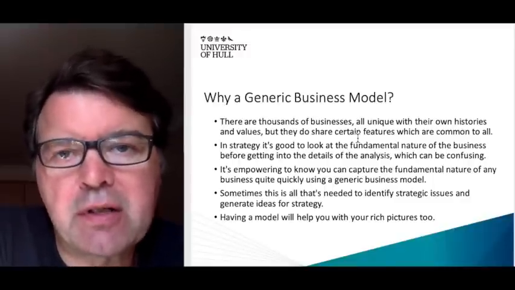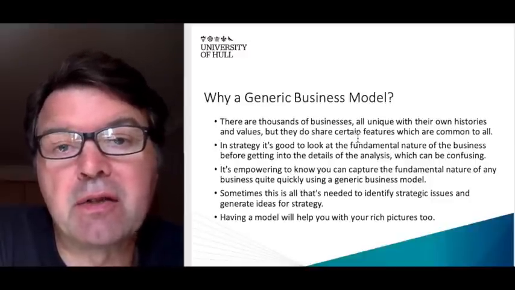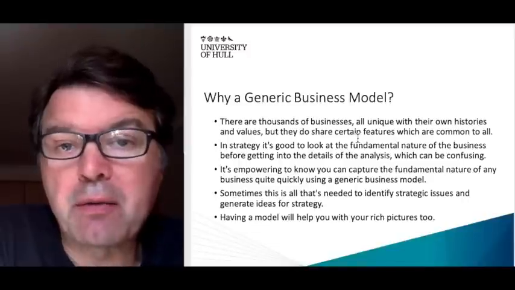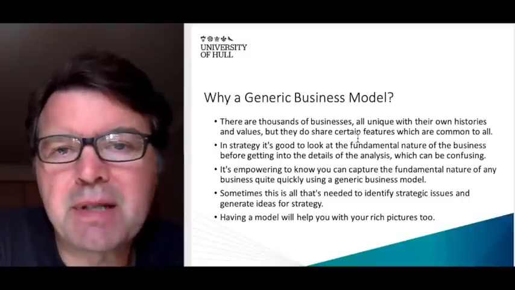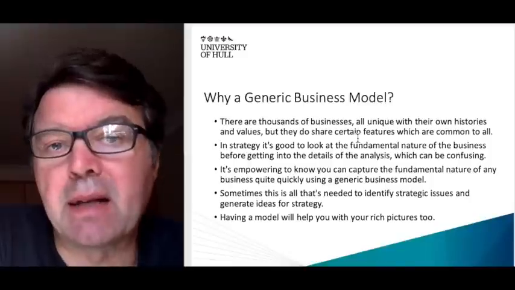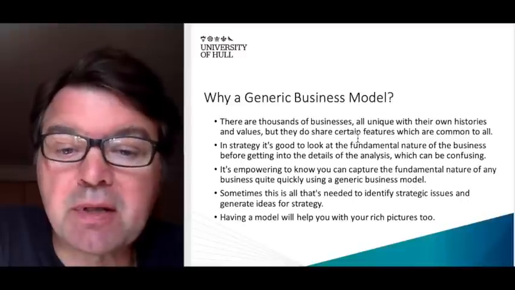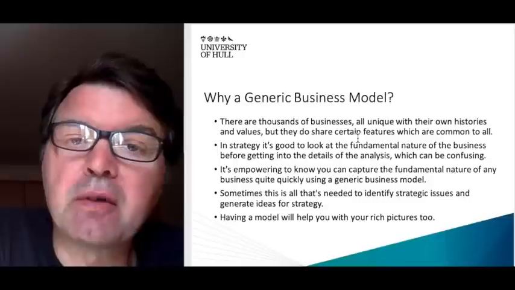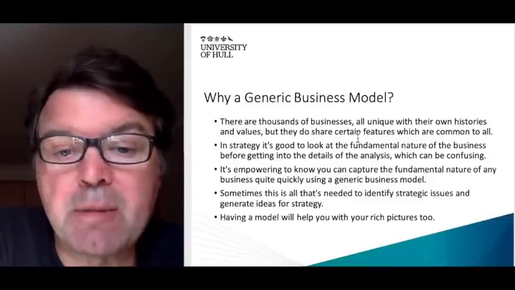When I first started out doing strategy projects for the Institute for Entrepreneurship at Lancaster University, I was quite nervous about working with a wide range of different types of business. But quite quickly I realised that businesses share a lot of things in common, and I found that really empowering and it made me feel a lot better about working with different types of businesses. Sometimes, just a good look at the fundamental nature of the business is all you need to identify strategic issues and generate good ideas for strategy.